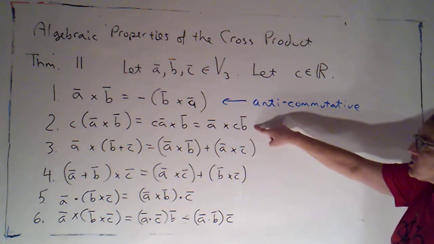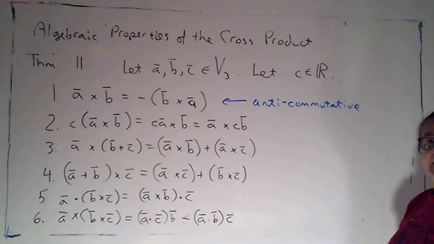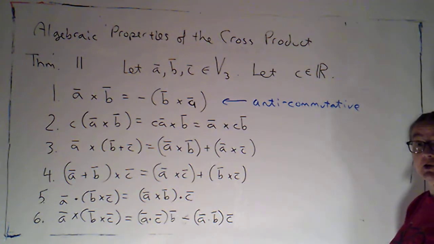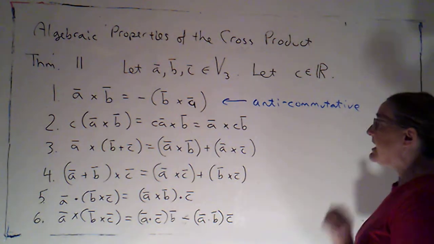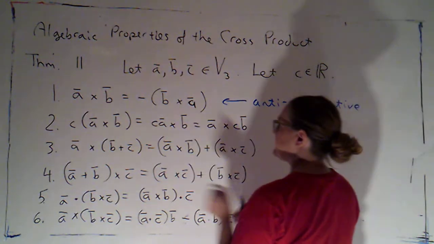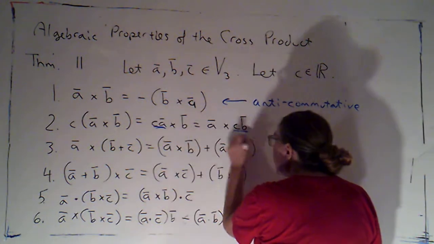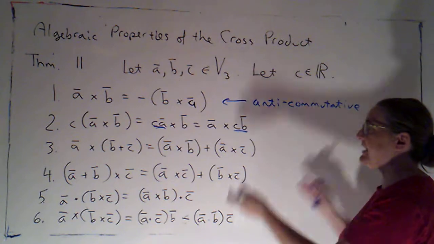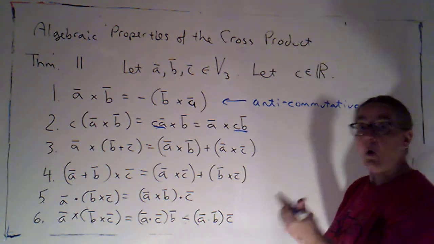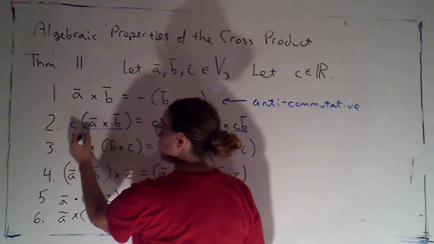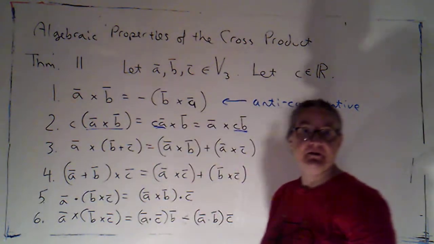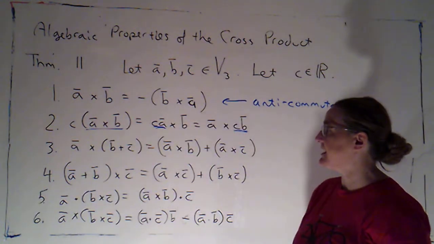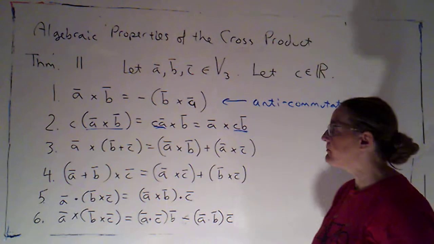All right, property 2 tells us how scalars interact with the cross product, and we had a very similar property for the dot product. If I have a scalar, this says I can scale either of the factors by that scalar and then work out the cross product, or I can just work out the cross product and then scale the result by that scalar. All of those things are equivalent.